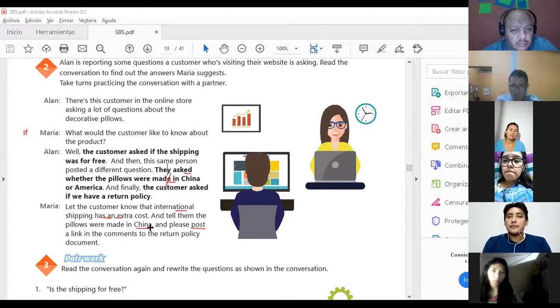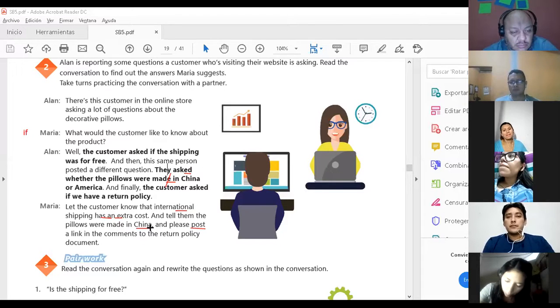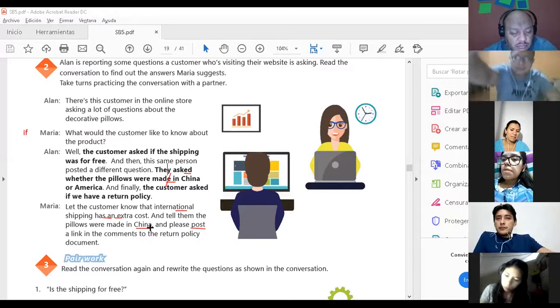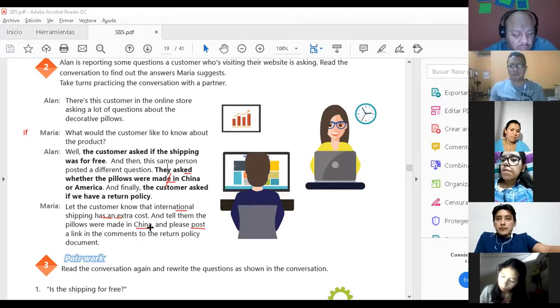Volunteer to read it, please. Me, Marcela. Thank you, Marcela. Let the customer know that international shipping has an extra cost, and tell them the pillows were made in China. And please post a link in the comments to the return policy document. Okay, great. Excellent. Nothing to correct.